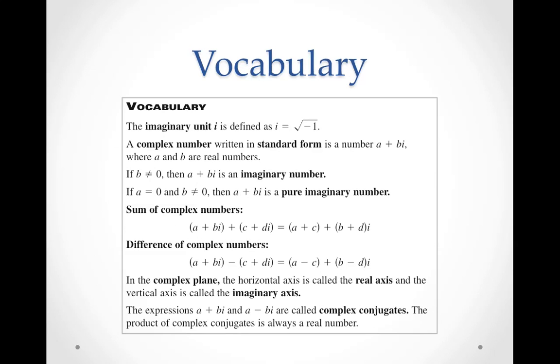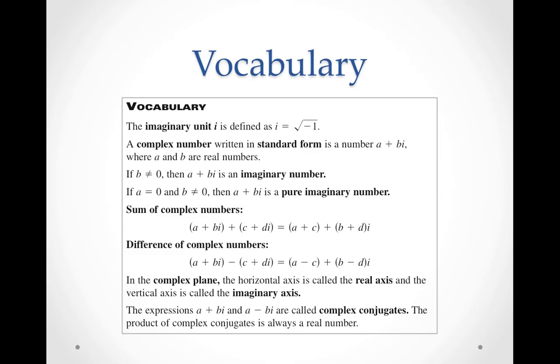So if we look at the vocabulary, first we see the definition of what i means. i is what we use for an imaginary unit, and it's defined as the square root of -1. A complex number is written in standard form if it's in the form a plus bi. The a and the b are real numbers, and the i is what we just identified. It's the square root of -1.